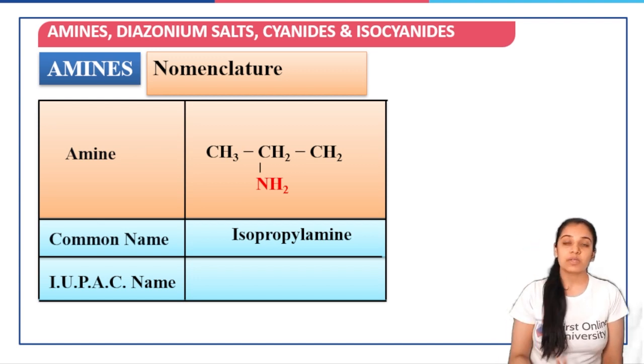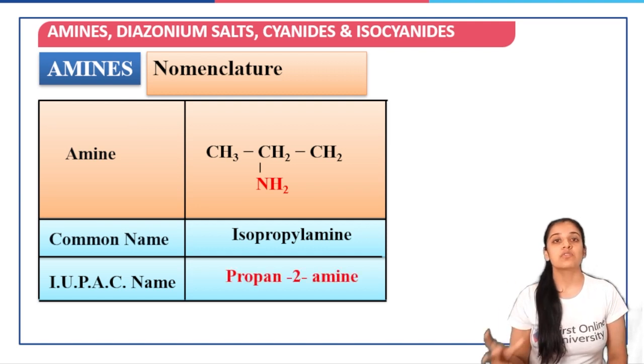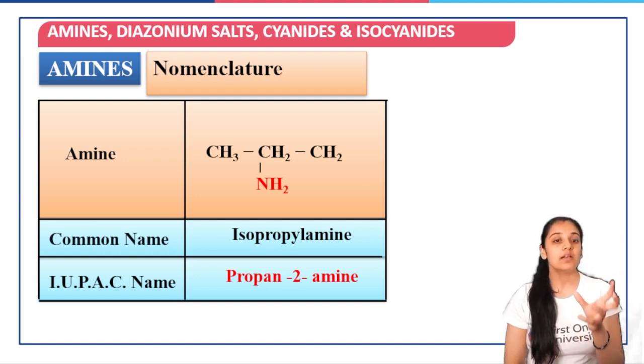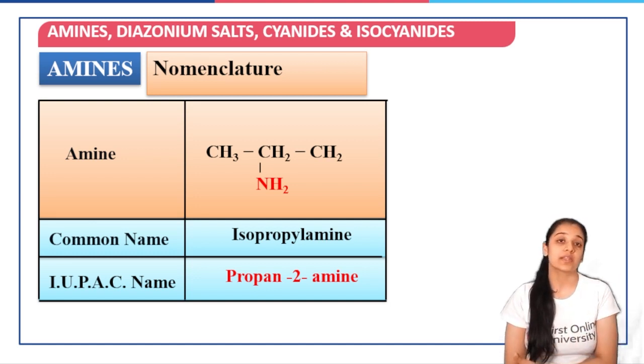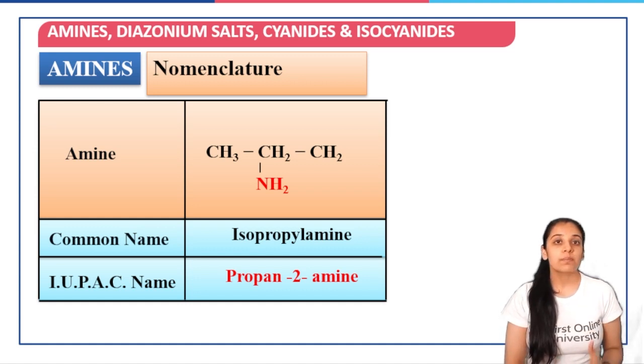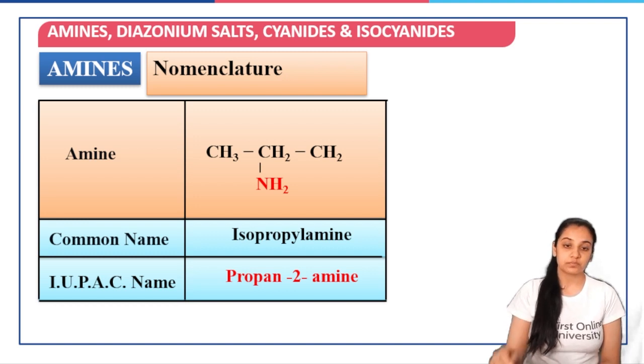Because sometimes in the question, you will not be given "propane-2-amine reacts with this to give this." No. You will be given "isopropylamine reacts with this to give this, predict the product." So when you do not know what isopropylamine itself means, you will not be able to proceed with the reaction and predict the products that are going to be formed. Therefore, it is very, very important that you are well aware of the common names too.